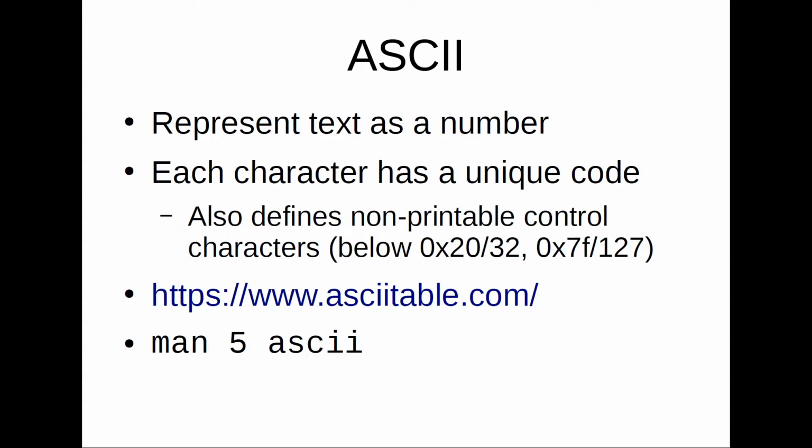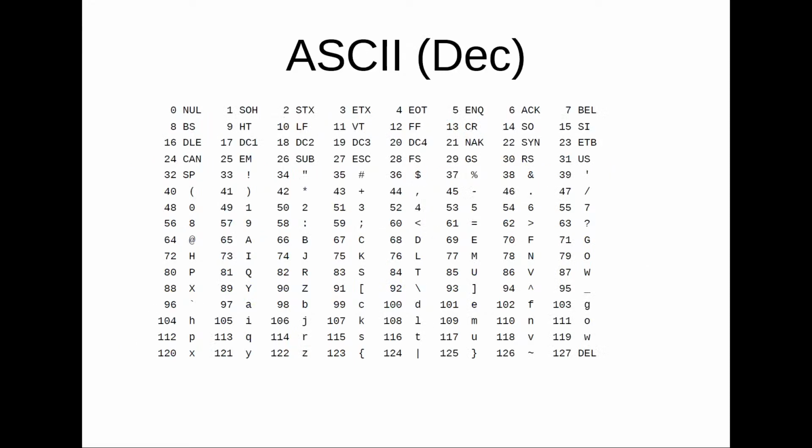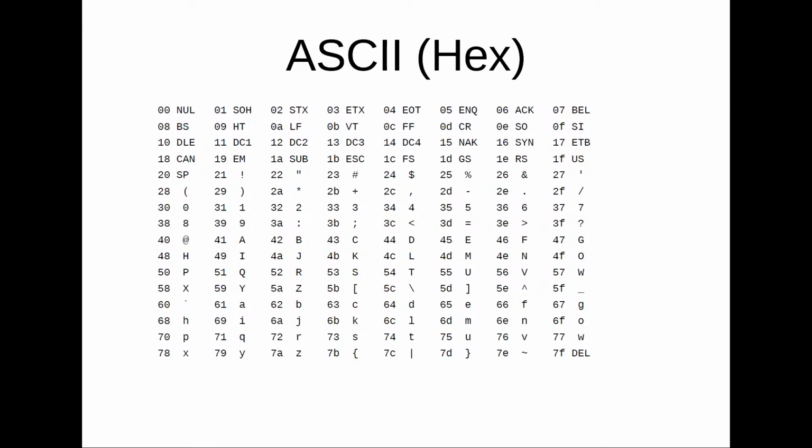And you can see a pretty nice website just to look at the ASCII table is ASCIItable.com. And if you're on a Unix or Linux machine, man 5 ascii will give you a man page that just has an ASCII table. So then here's just the ASCII table in decimal, and 32 is space, and that's the first printable. And then the same thing in hex as well.